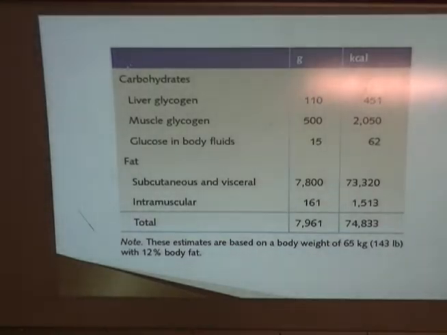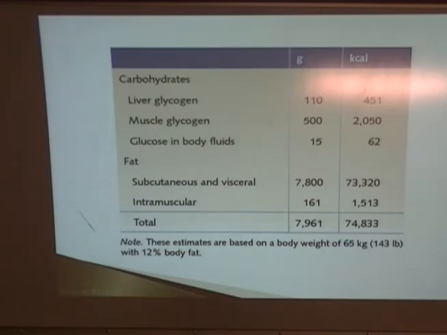So in the liver, we have about 450 kilocalories of energy stored. In the muscles around our body, we have just over 2,000 kilocalories stored, and then there's somewhere between 50 and 100 calories stored in your bloodstream as blood sugar, blood glucose, okay? So somewhere in the region of 2,500 kilocalories at any one time if your glycogen stores are topped up, okay?